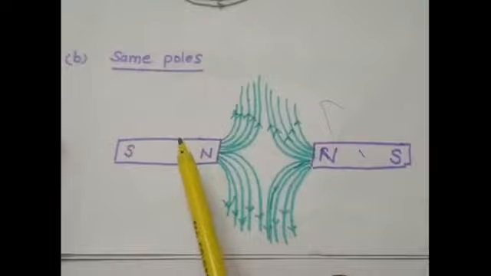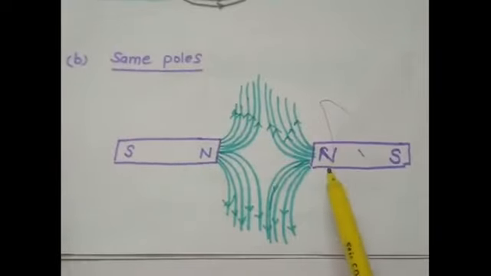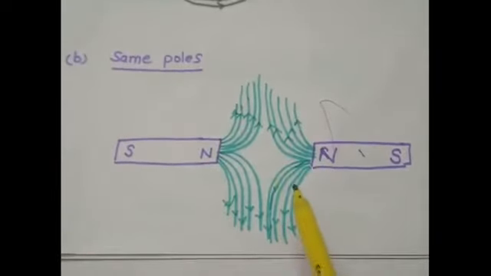Part B: when the bar magnets are collinear with each other and facing the same poles of the two magnets. Let's say the north pole is facing the north pole of another magnet, and as we know, like poles repel each other. And why is there a repulsion? Because the magnetic field lines emerge from the north pole of the bar magnet.